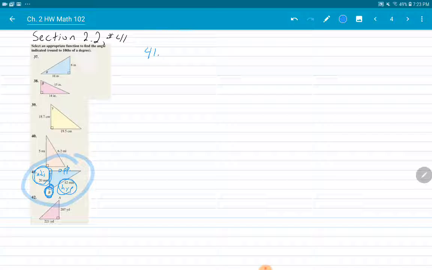I don't have anything about the opposite. So when I look at SOH, CAH, and TOA, I know that I don't need the opposite in there. The three things I need are something about the angle, the hypotenuse, and the adjacent. And the only function that satisfies that is cosine, that has the A and the H. So we can set up cosine of angle B equals the adjacent over hypotenuse, which is 20 over 42.